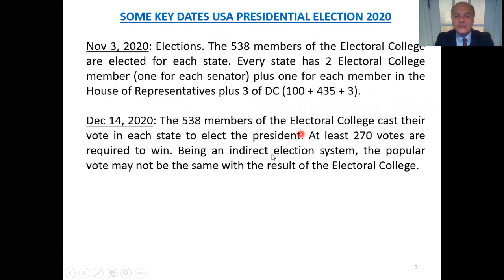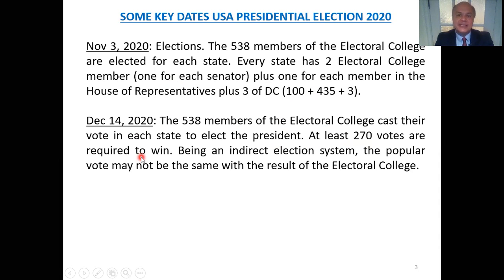Now, what's going to happen next Monday on December 14, 2020? The 538 members of the Electoral College are going to cast their vote in each state to elect the president. Until then, we don't know exactly or formally who's the winner of the election. At least the winner needs 270 votes. This will be 538 votes divided by 2 plus 1. This is what is required at least to win.